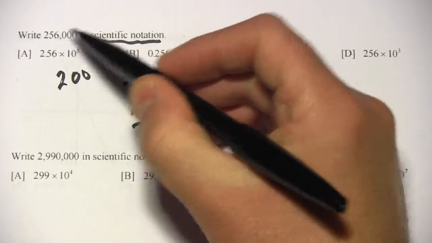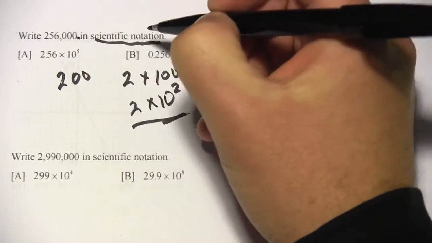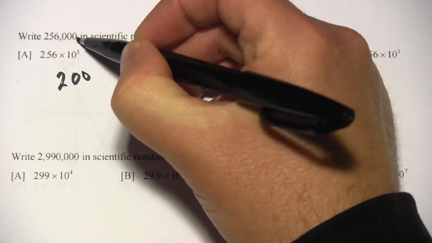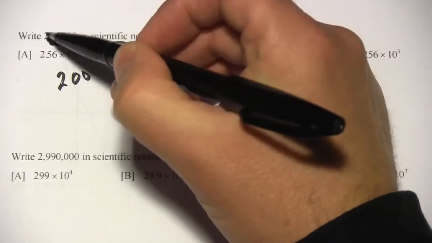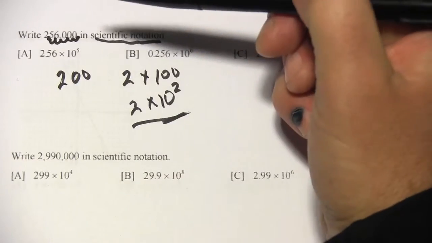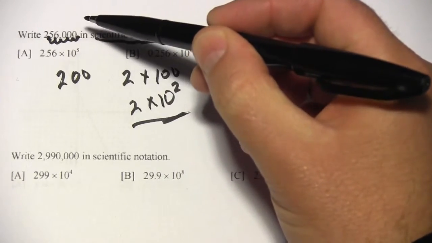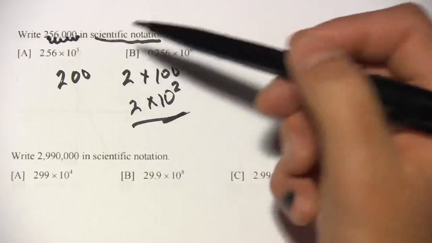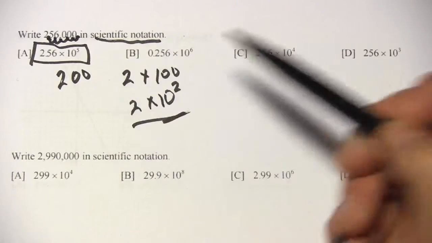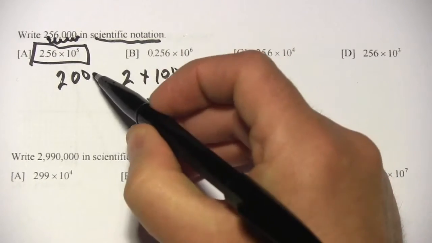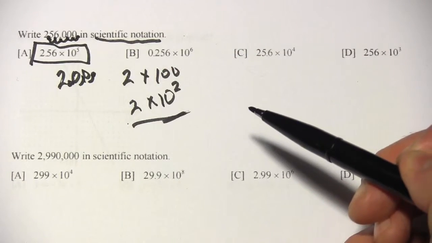You just count the number of spaces you have to move the decimal point. So in 256,000, the decimal point's here to begin with, and we're going to move it to the left and we'll count. So 1, 2, 3, 4, 5. And now I've just left one digit to the left of the decimal point. So I have 2.56, and I've moved it 5 spaces. That means I multiply it by 10 to the 5th power. So our answer is 2.56 times 10 to the 5th. With the 200 example, decimal point's here, we move it 1, 2. So that's 2 times 10 to the 2nd.